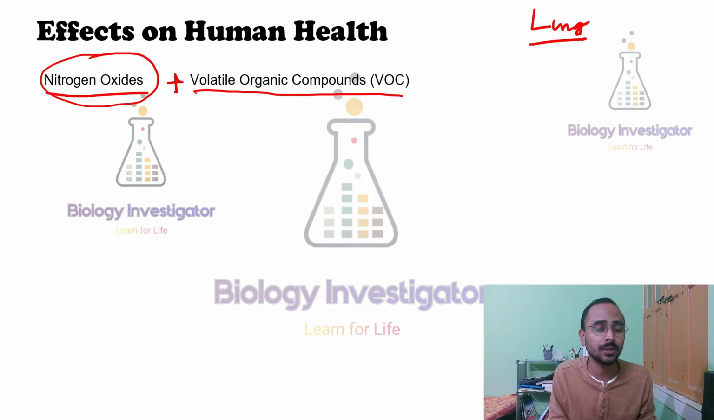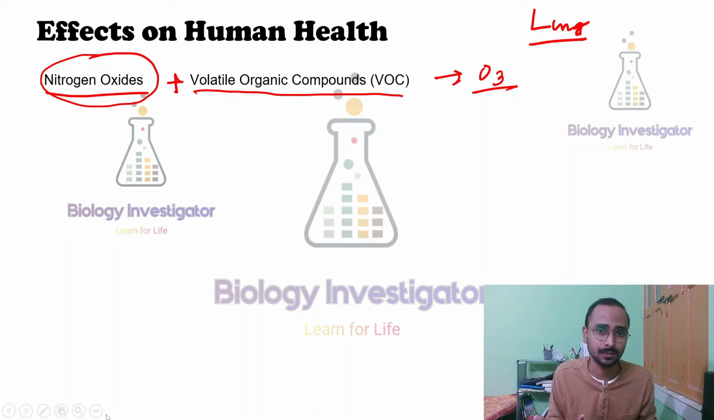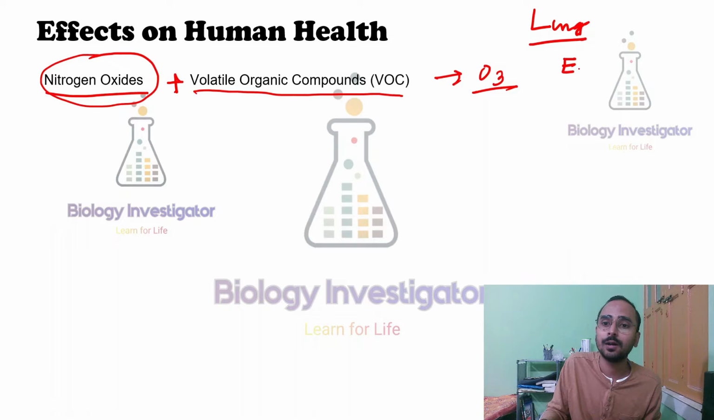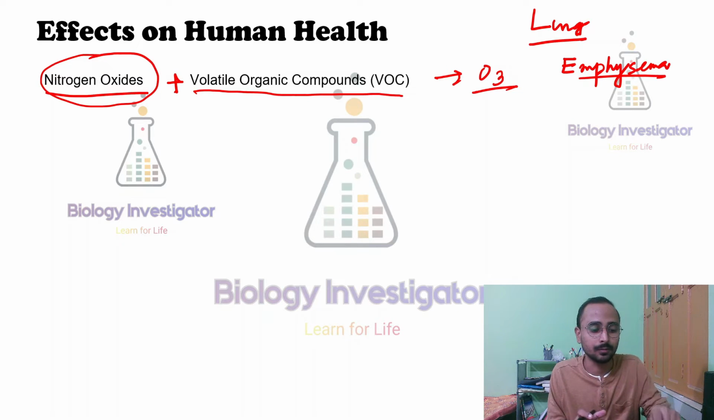So nitrogen oxide will react with volatile organic compound, তারা volatile organic compound-এর সাথে রিয়াক্ট করবে, তাদের সাথে রিয়াকশন হবে এবং তৈরি করবে ওজোন। তোমরা জানো এটা, you know this gas, that is ozone. So when nitrogen oxide reacts with volatile organic compounds, it will create ozone, so that is abnormal. Our body cannot handle ozone, so ozone will create lung diseases. For example, emphysema. Emphysema is a lung disease. As well as other problems happen in our body.